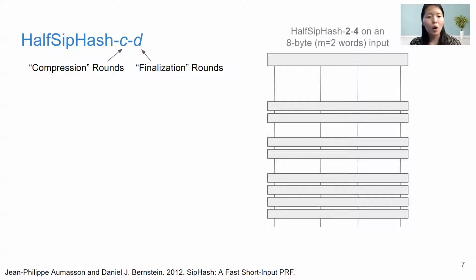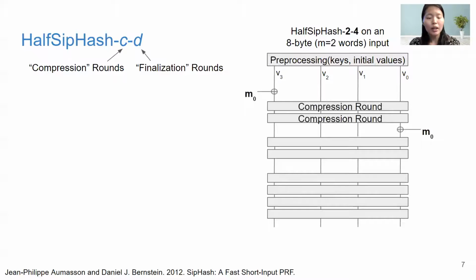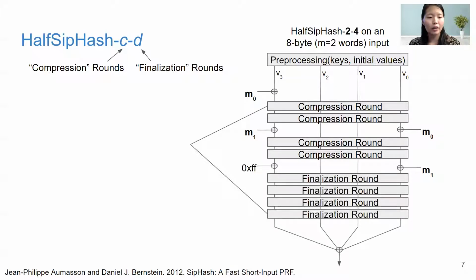So let me briefly walk through what HalfSipHash-c-d looks like on an 8-byte input. What we'll see is there's some amount of pre-processing that occurs with keys and internal variables V0 through V3. And then each 4-byte word of the message is going to get processed by 2 compression rounds, because HalfSipHash-c-d specifies C equals 2. So the first 4-byte word is processed by 2 compression rounds. And then the second 4-byte word in our 8-byte input is processed by an additional 2 compression rounds. Finally, there's 4 finalization rounds at the end, and that's how you get your output.